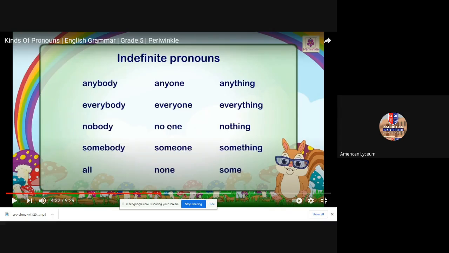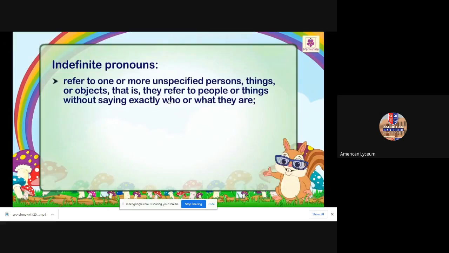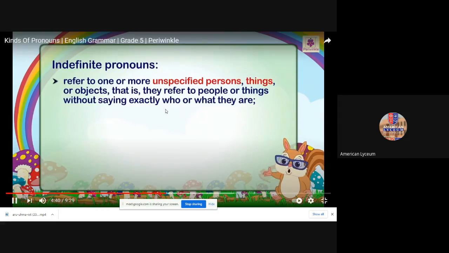Everything, everyone, anyone, anything, something. These are indefinite pronouns. Indefinite pronouns refer to one or more unspecified persons, things, or objects.